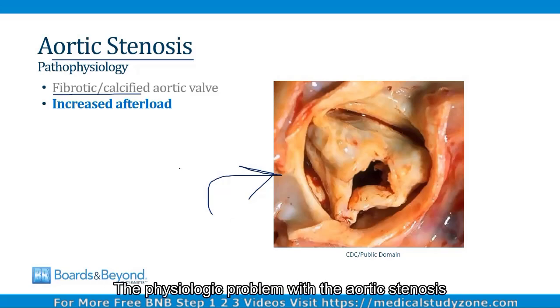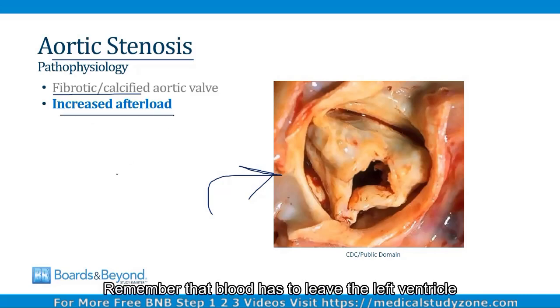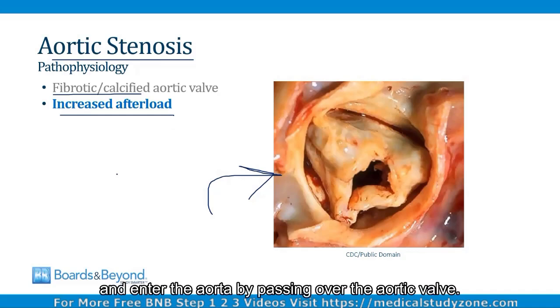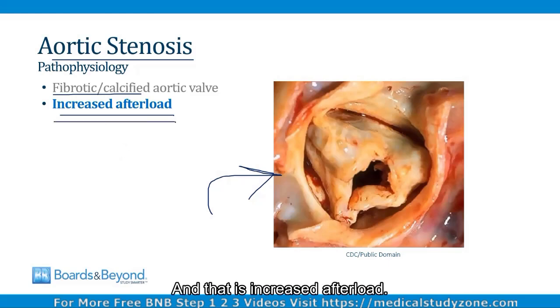The physiologic problem with aortic stenosis is increased afterload. Remember that blood has to leave the left ventricle and enter the aorta by passing over the aortic valve. If the aortic valve is stiff and calcified, there's going to be resistance to flow out of the left ventricle, and that is increased afterload.